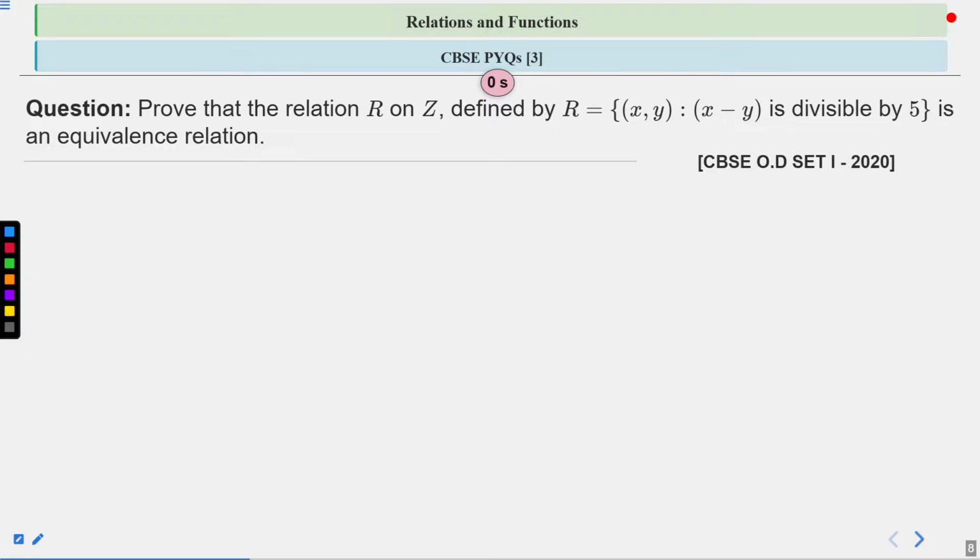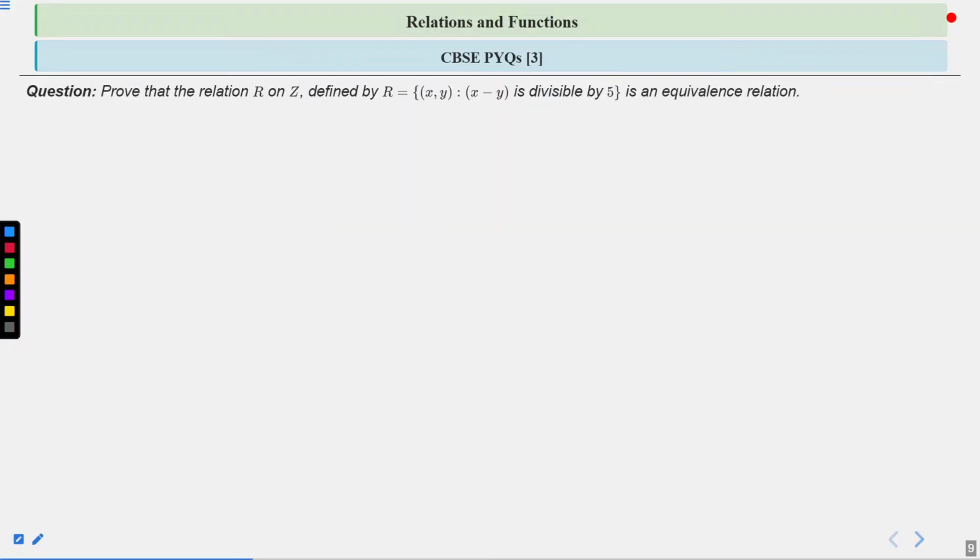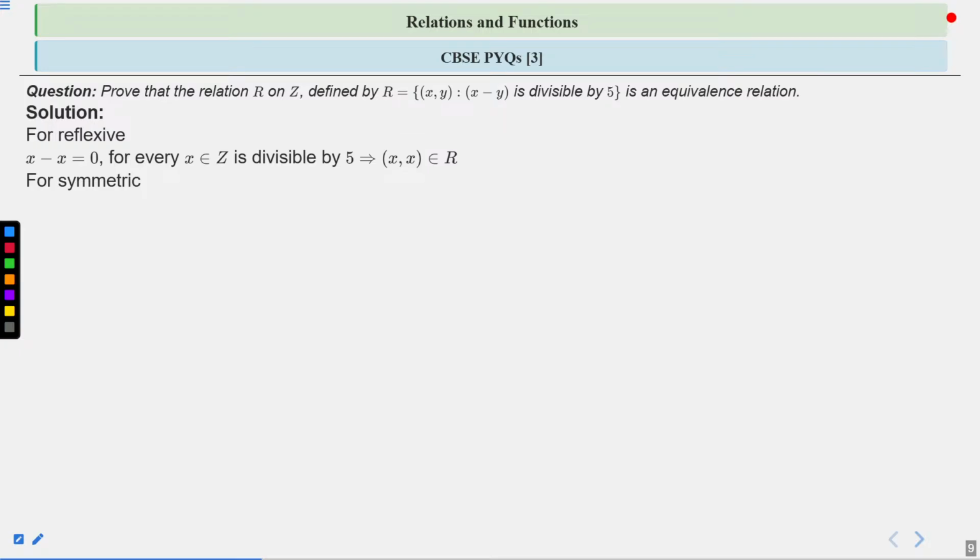Okay, let us move to the solution part. We have to prove that the relation R on Z defined by R equal to {(x, y) such that x minus y is divisible by 5} is an equivalence relation. For reflexive, x minus x is equal to 0. So x minus x, which is 0 for every x belonging to Z, is divisible by 5. Therefore (x, x) belongs to R, so R is a reflexive relation.